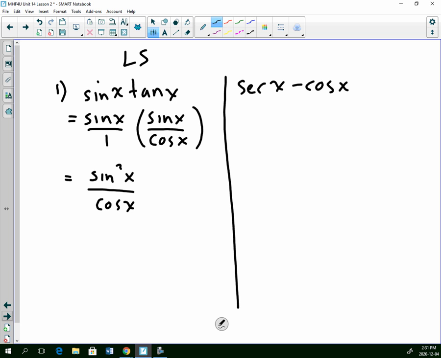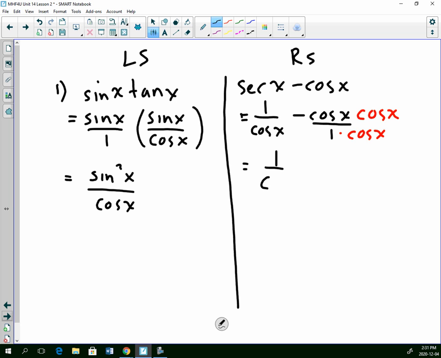So then I'm going to go over to the right side and do the same thing. So secant is 1 over cosine. So I will do that. This is the right side. And then I ask, well, what can I do to simplify this? Well, I could find a common denominator. So my common denominator is cos x. I think I did this one the other day. So I would need a common denominator of cosine. And cosine times cosine is cosine squared.